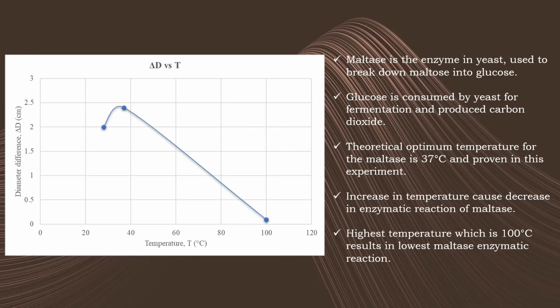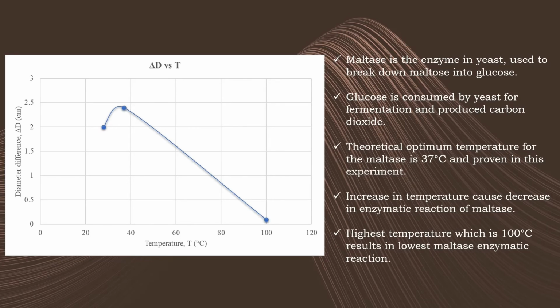Now, let's analyze the result using a graph. As you can see, the diameter difference, which represents the enzymatic reaction, increased from 28 degrees Celsius to 37 degrees Celsius. However, it drops after it reaches 37 degrees Celsius and keeps dropping until 100 degrees Celsius.